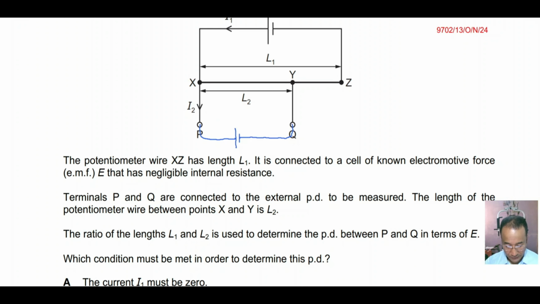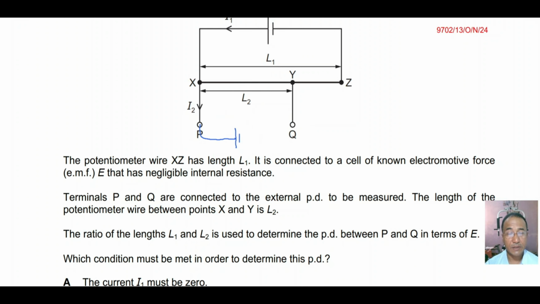To measure, the length of the potentiometer wire between X and Y is L2. So to balance it, we have to adjust the length L2, between X and Y. The ratio of lengths L1 and L2 is used to measure the PD between P and Q in terms of E. That's what a potentiometer does. Which condition must be met in order to determine this PD? So we have to find which condition is to be met.